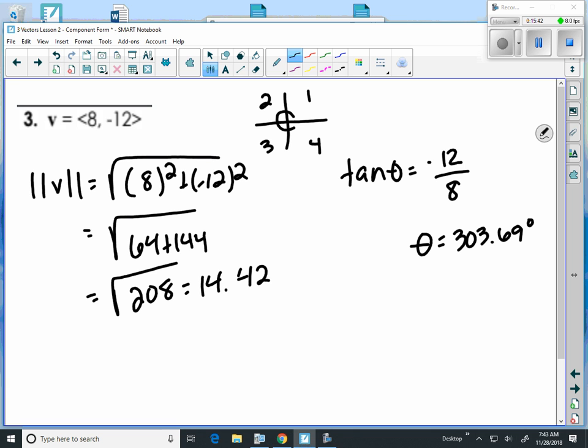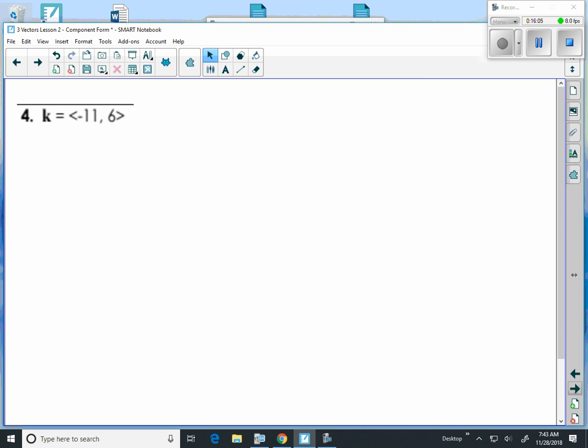If you want to write this down somewhere in your paper, go for it. That would be a great thing to put in that left-hand margin. I'll put my quadrant numbers up here too. Okay, number 4, same thing. Go ahead and find your component form.